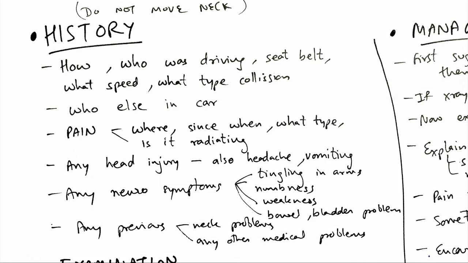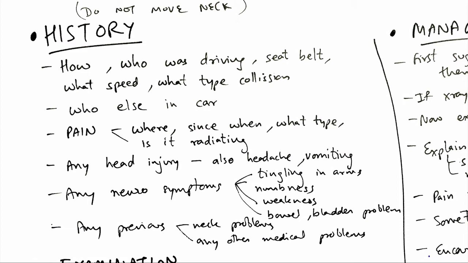Of course, you will first do your greeting, consent, explanation, and so on. In history, some appropriate questions would be asking how this happened, who was driving, was the patient wearing a seat belt, what speed was the car going, what type of collision was it, meaning head on or rear end. After that, you can ask about who else was in the car.